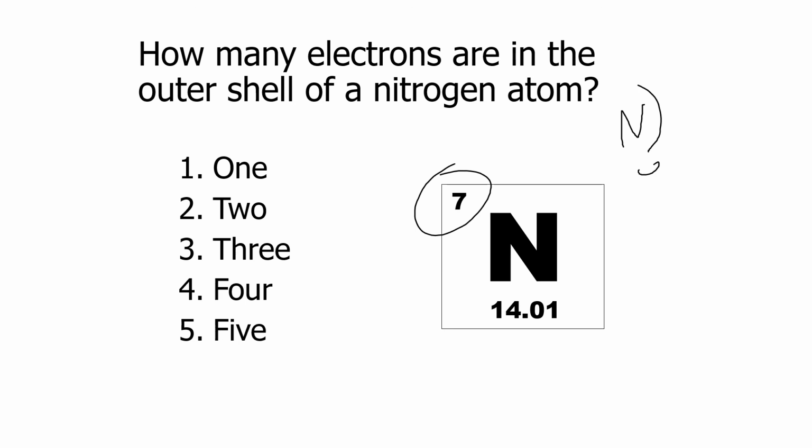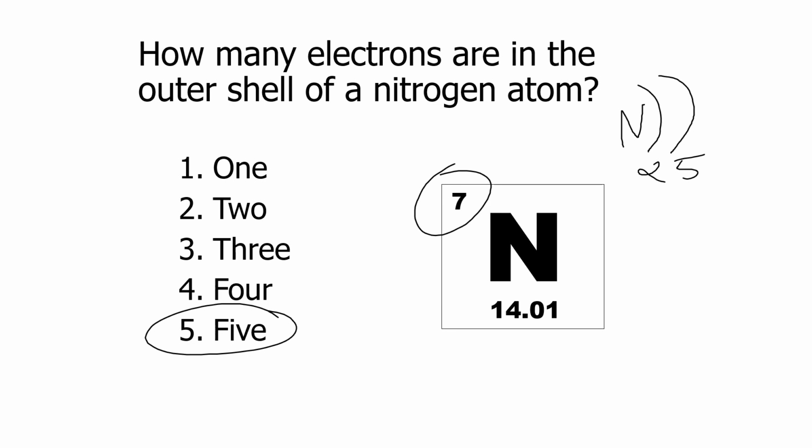So I'm going to draw 2 in my first shell, and then I'm going to move on to my second shell, and I'm going to put down 5. So 2 plus 5 is 7. And so therefore, how many electrons are in the outer shell? Well, we have 5 electrons in the outer shell.